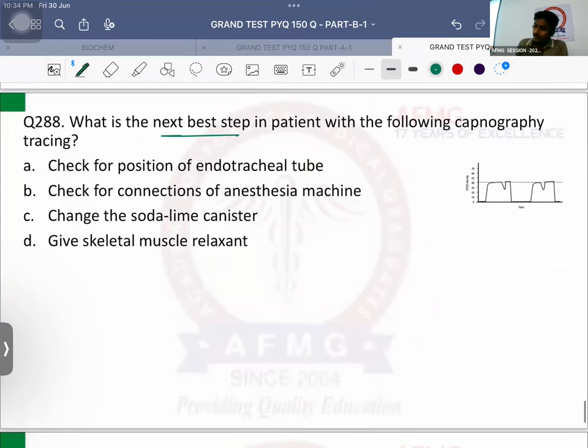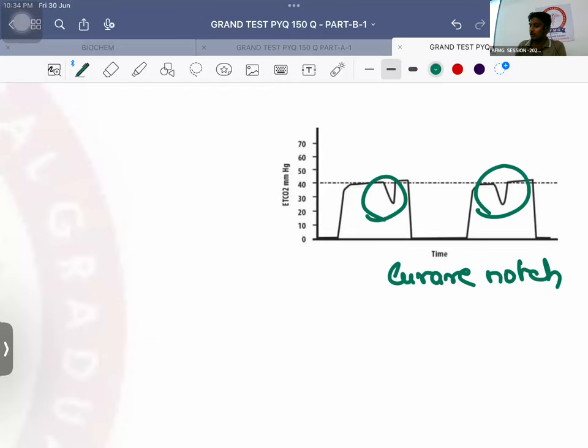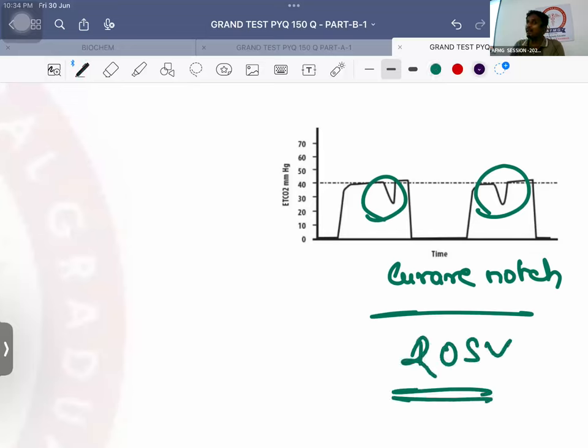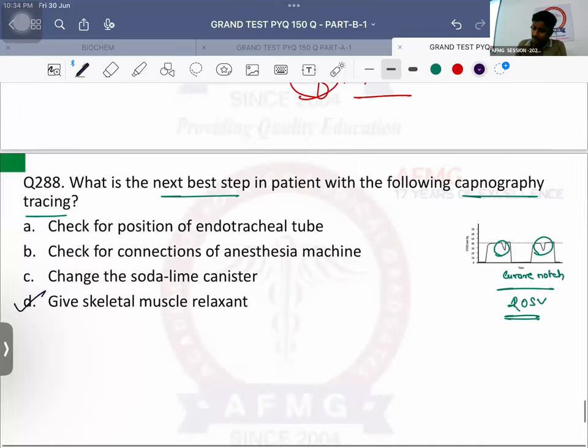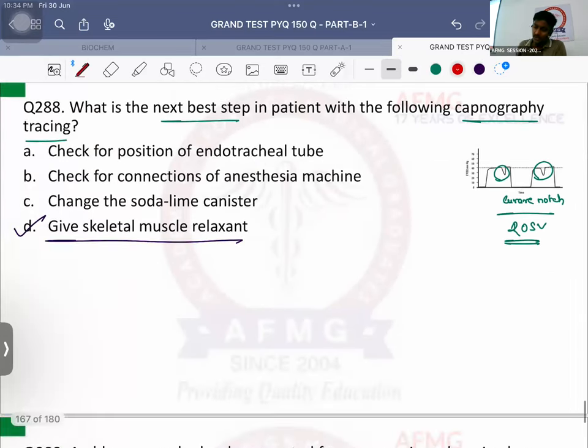What is the next best step in the patient following capnography tracing? What is seen on the capnography? There is a curare notch or a curare cleft. That means the patient has started breathing on his own, which is spontaneous ventilation. So do we now want the patient to breathe on his own? No, we want him to relax. The patient is already on a ventilator. The ventilator will take care. So give a skeletal muscle relaxant, so he should not start breathing on his own again.